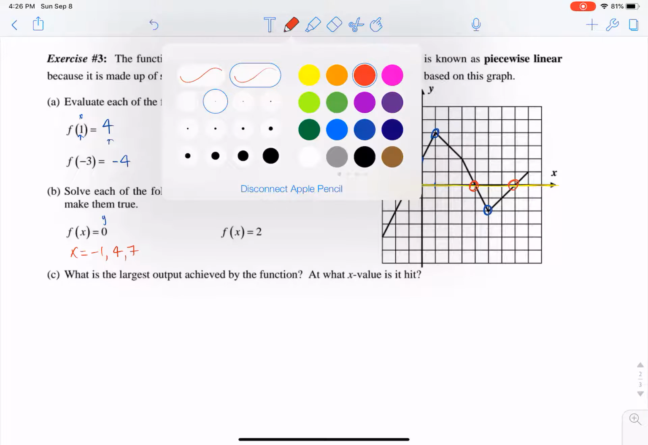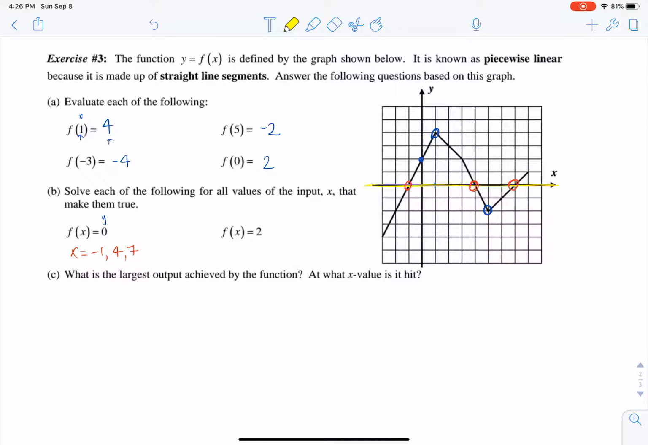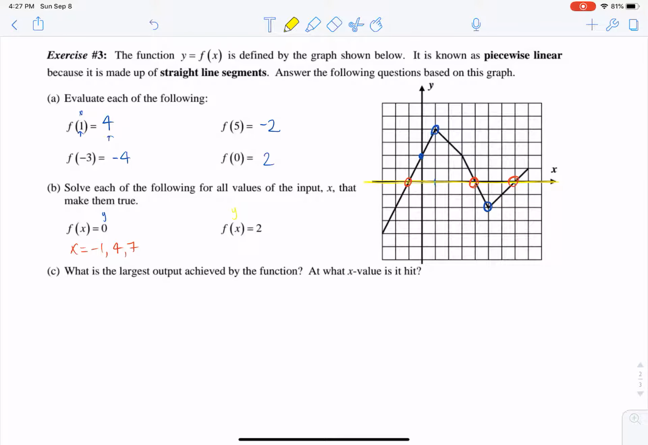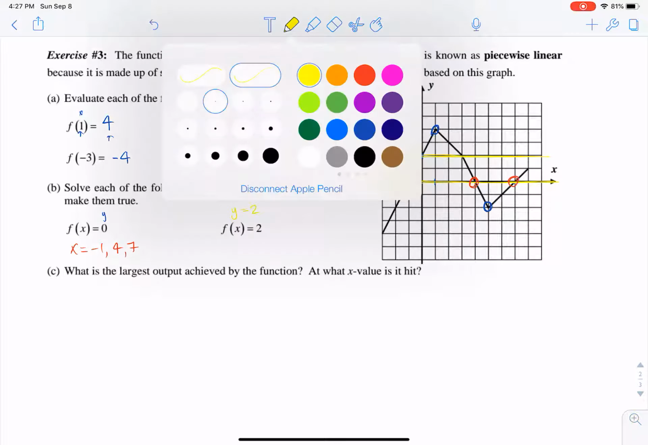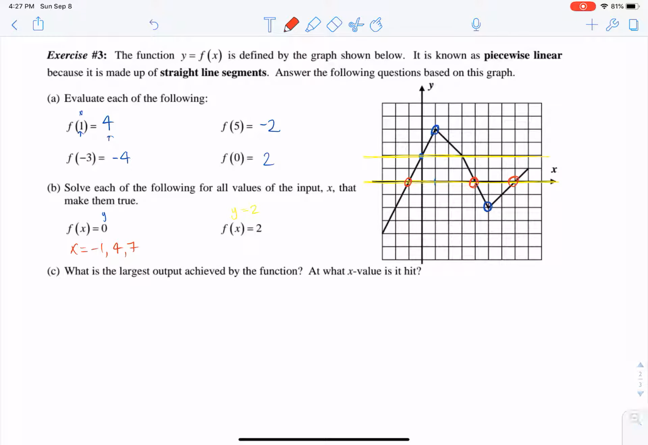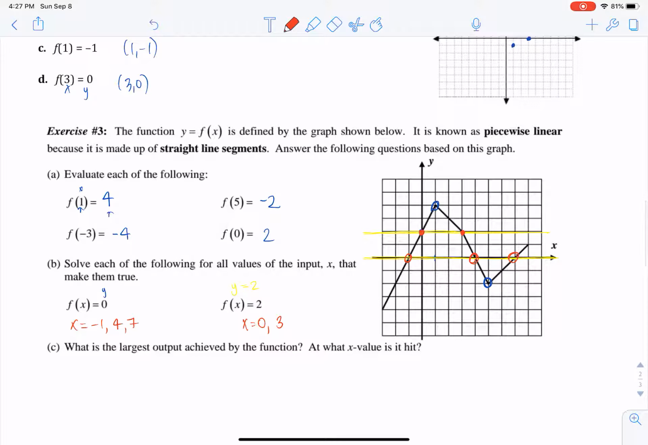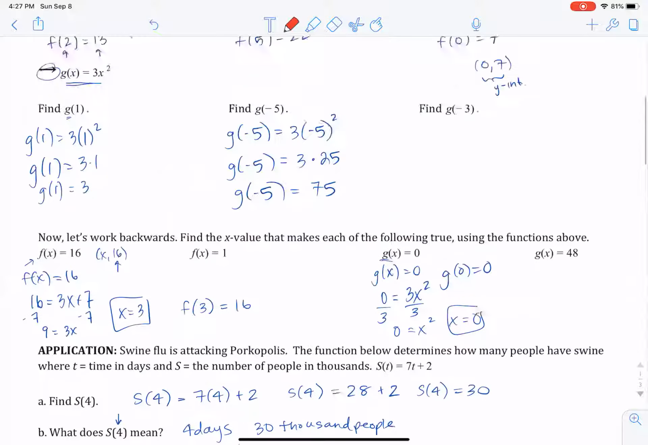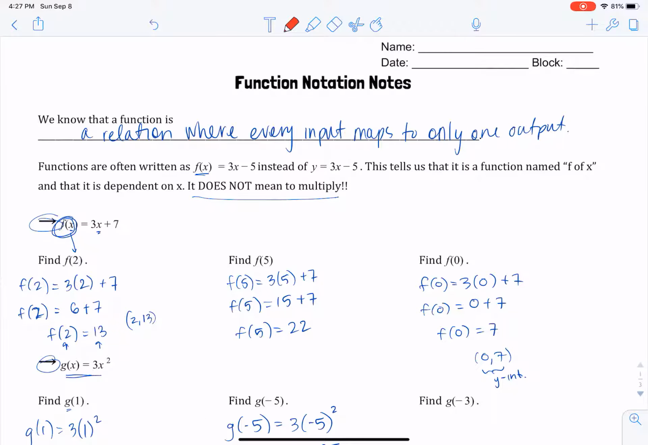The next is asking when f of x is equal to 2, or remember we can also read this as when y is equal to 2. So when y is equal to 2, that happens right here on this line, and coming back, that happens here at 0 when x is 0, so x is equal to 0, and it happens here when x is equal to 3. And so that is an introductory lesson on function notation notes.